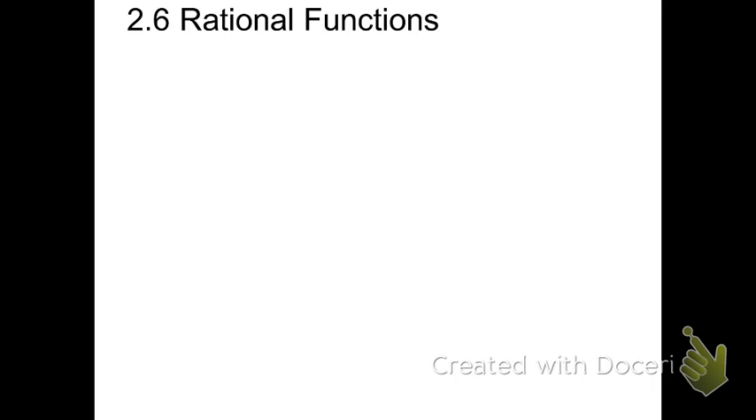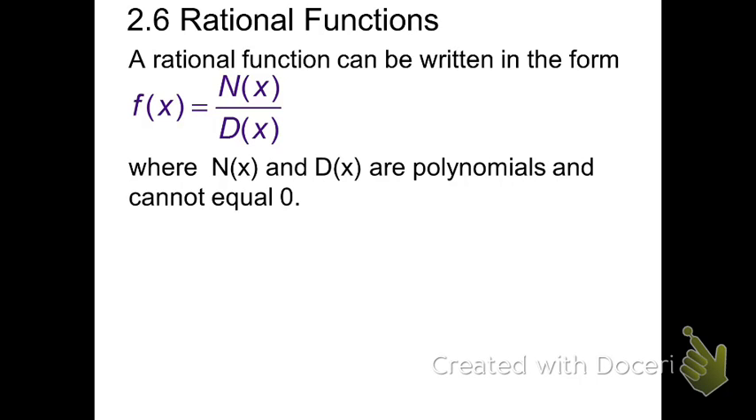Okay, so these are the notes for section 2.6 on rational functions. A rational function can be written in the form f of x equals n of x over d of x. N of x would be the numerator function, d of x is the denominator function. N of x and d of x are polynomials and cannot equal 0.